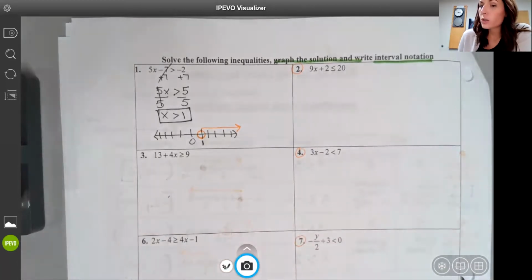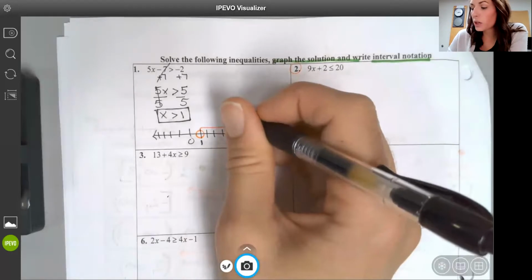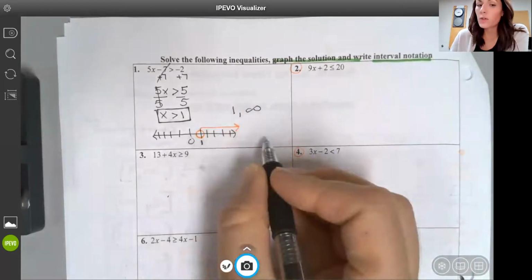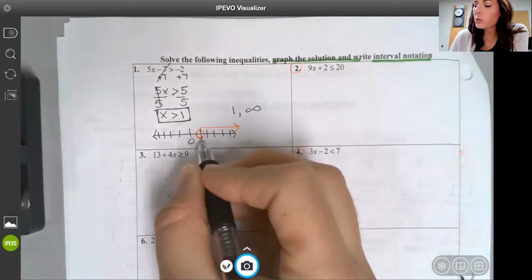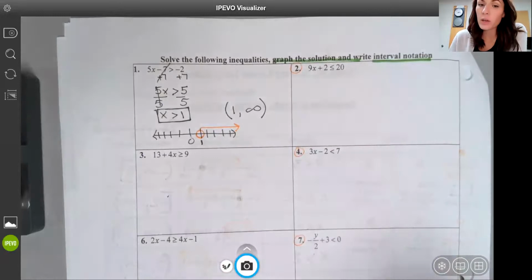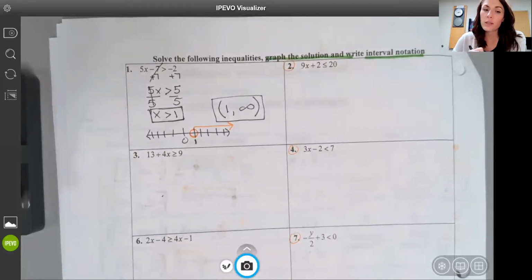And I'm also going to represent my solution using interval notation. So my interval notation would be 1 going towards positive infinity. And because I'm not including 1 in my solution, it's a parenthesis, and always a parenthesis by the infinity symbol. Okay, so here's another way to represent my solution set.